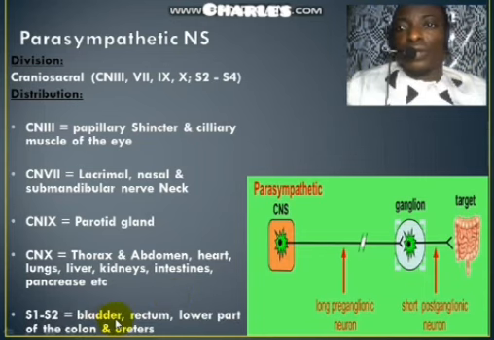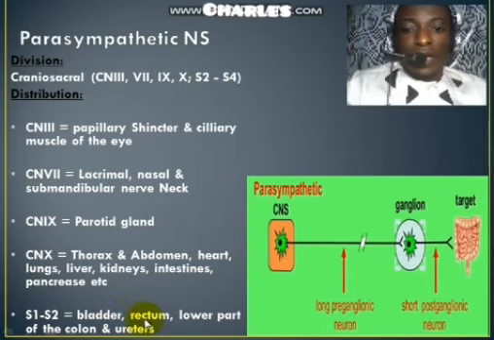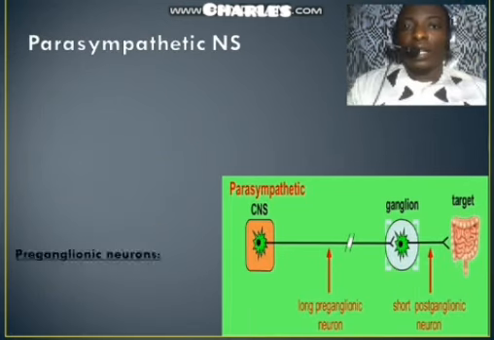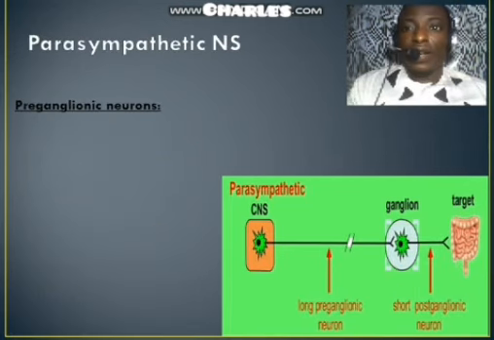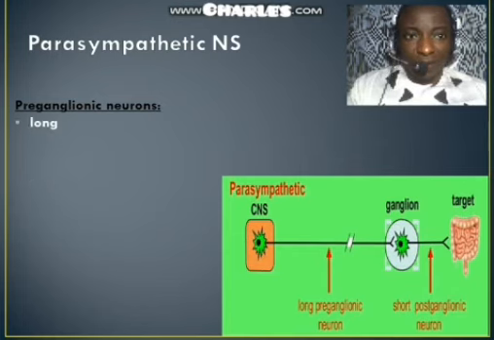The sacral portion of the parasympathetic nervous system supplies the bladder, the rectum, the lower part of the colon, and the ureter. The preganglionic fiber of the parasympathetic nervous system is long. This is the structure of the parasympathetic nervous system. So the preganglionic fiber begins from here down to this part. As you can see, it is very, very long. Remember, the postganglionic fiber of the sympathetic nervous system is long, but for the parasympathetic nervous system, it is the preganglionic fiber that is longer than the postganglionic fiber.